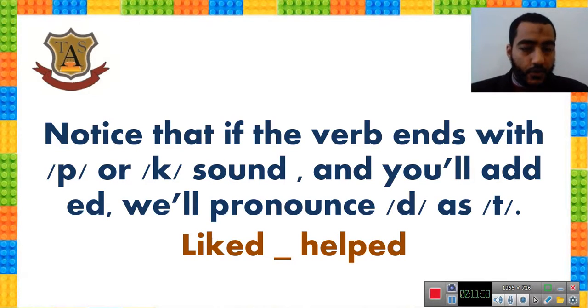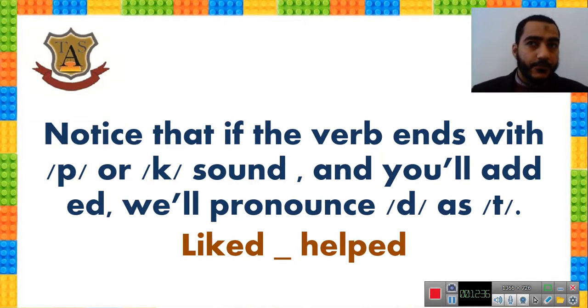Again, we want now to add ed to the verb, and the verb ends with p sound or k sound. We are talking about the sounds, not the letters. If the verb ends with p or k sound, after you add ed, pronounce d like t. And I'll tell you some examples.